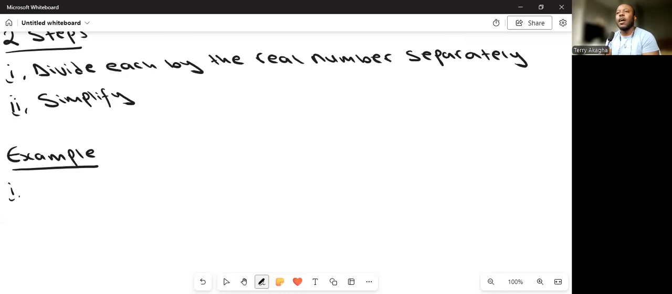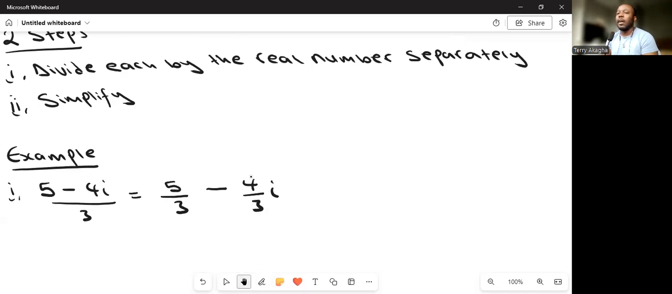For example, let's assume we have 5 minus 4i, all divided by 3. You have to divide it separately. So it's going to be 5 divided by 3 minus 4 divided by 3i. Now, 5 divided by 3 is going to give you around 1.67, minus 4 divided by 3 is about 1.33i, and this is to 2 decimal places. And that will be the answer for that.